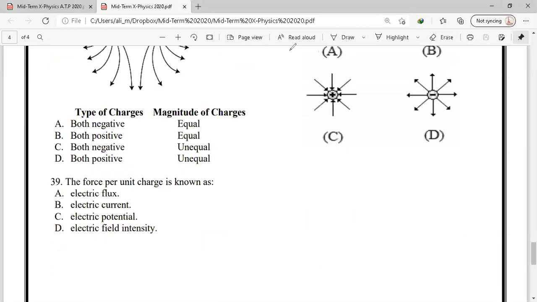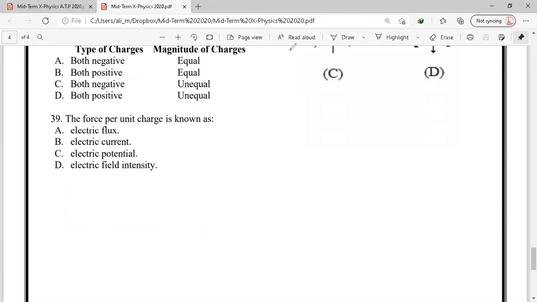So next we have the last question, that is question number 39. The force acting per unit charge is known as what? This is the simple definition of electric field intensity, that the force acting per unit charge is equal to electric field intensity. The correct option is option D.